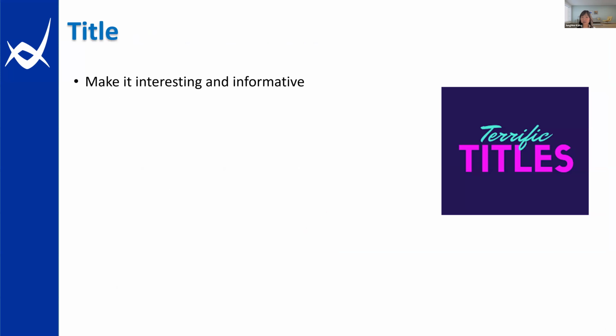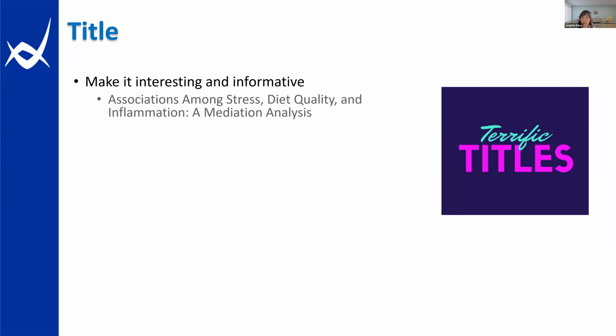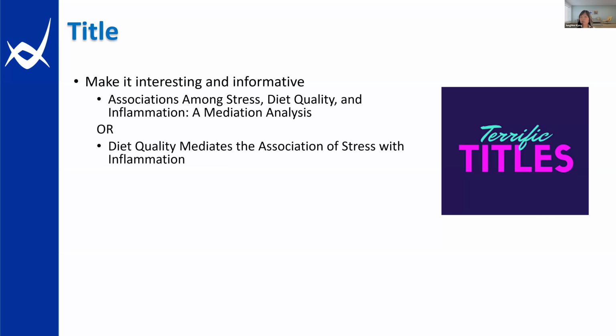So the title, as we talked about it, needs to be interesting and informative, right? For example, associations among stress, diet quality, and inflammation. And maybe if space allows, you might introduce what analysis you applied, especially if you're going for a manuscript. These days it's quite required to put what kind of analysis you applied as well. And then you can also do it this way, really informing what you found. So, diet quality mediates the association of stress with inflammation, right? Then people will immediately say, oh, this is what she found, and I want to know about it more.